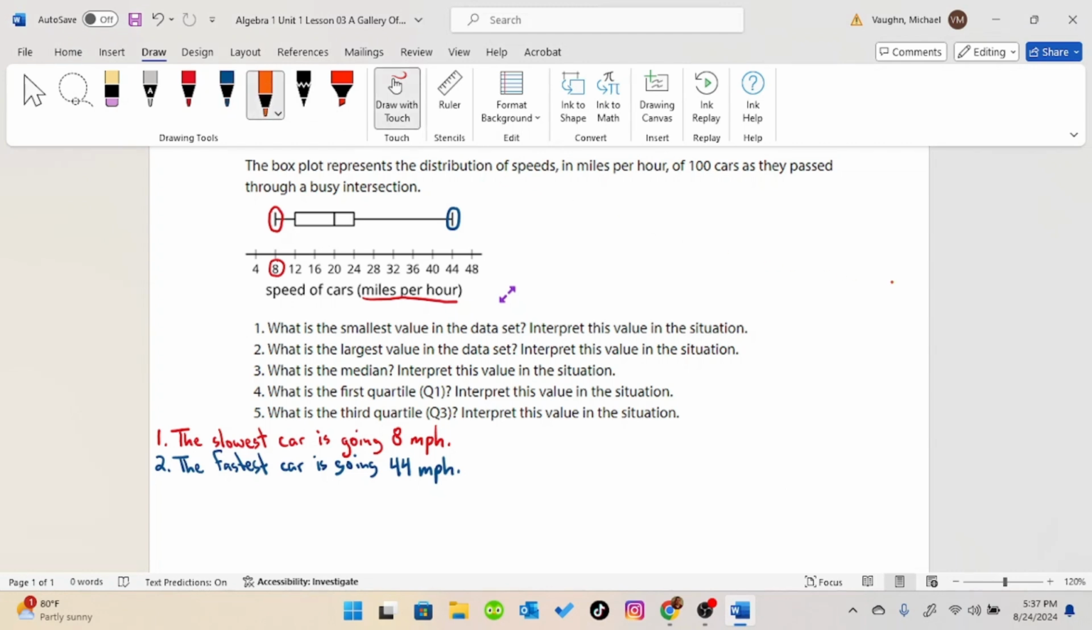Number 3, what is the median? Interpret this value in the situation. So the median, remember, is the middle number. So on a box plot, it is the line in the middle of the box. This line is directly above 20, so that means the middle car is going 20 miles per hour.